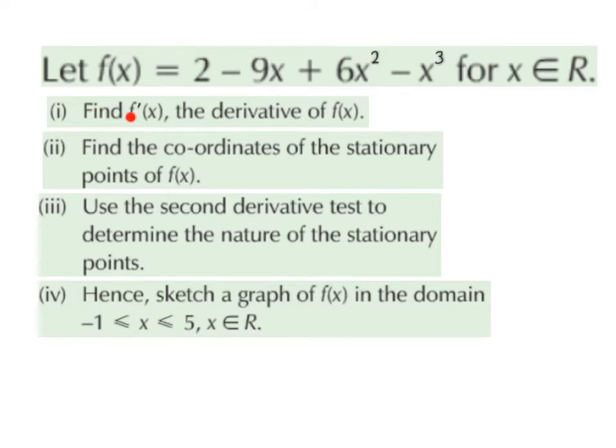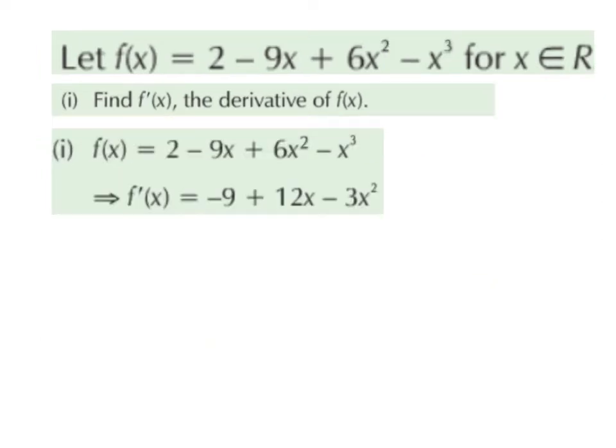Part 1, find f prime x, the derivative of f of x. Part 2, find the coordinates of the stationary points of f of x, so find the maximum and minimum points. Part 3, use the second derivative test to determine the nature of the stationary points. And Part 4, hence, sketch the graph of f of x in the domain of x values greater than or equal to minus 1 and less than or equal to 5. X is an element of the real number set.